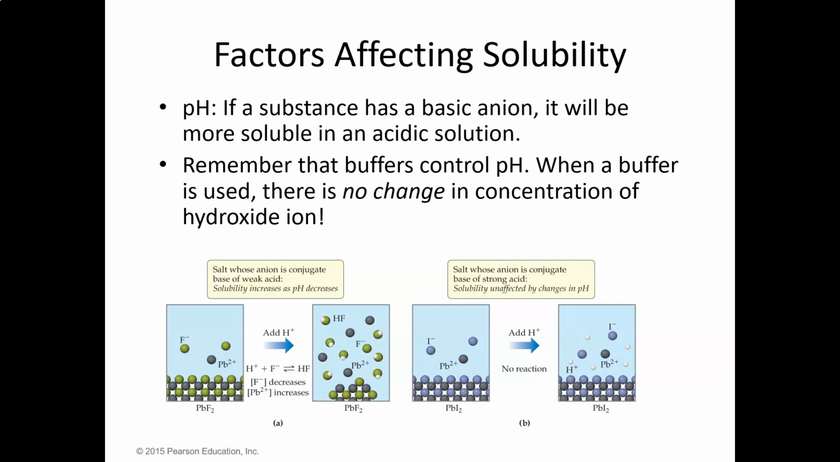The second case with lead 2 iodide, we find that increasing or decreasing the pH has absolutely no effect on the amount of lead 2 iodide in solution. That's because the iodide ion comes from a strong acid, hydroiodic acid. Therefore, it does not change the iodide concentration nor the pH of solution when present in water.